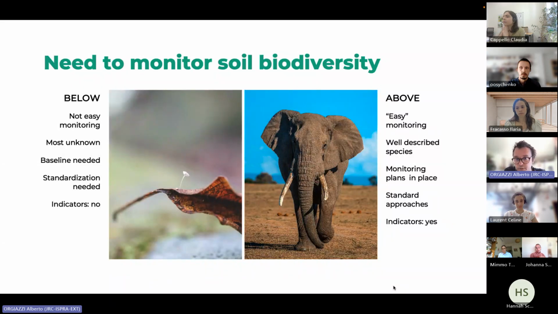We have indicator species. We have a standard methodology to measure biodiversity. All this is not present for life in the soil. So it's a very big challenge to monitor the organisms living in the soil.